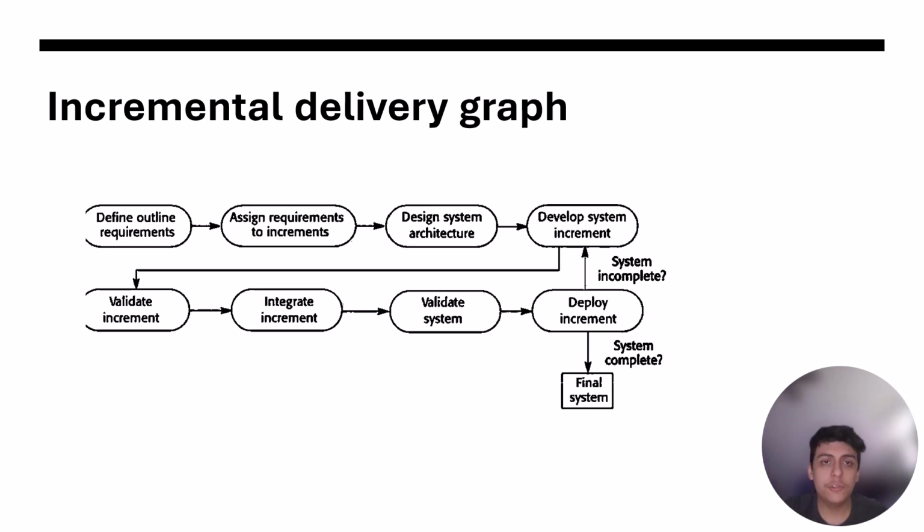This next slide shows the process of how incremental delivery works and how it begins and works its way through the process. We can see in the top left corner that the first step is defining the outline requirements, and from then on it goes to assigning the requirements to the increments, designing the system architecture, developing the system increment, validating the increment, integrating the increment, validating the system, and then deploying the increment, and then deciding if the system is complete or incomplete, and then it goes on from either.